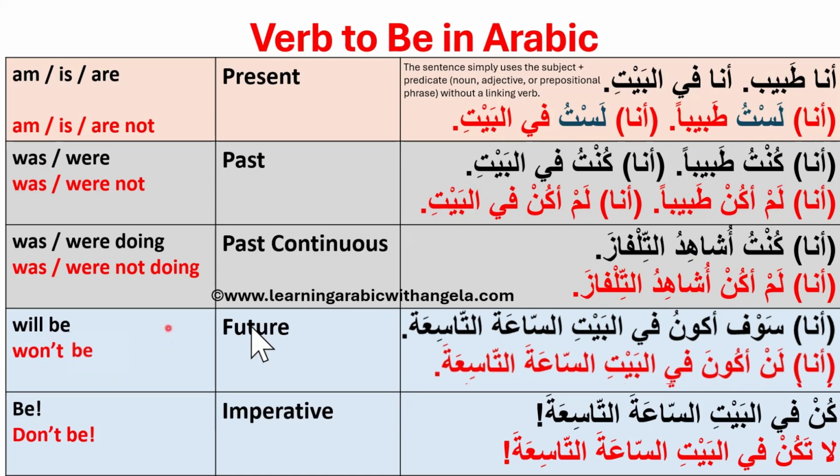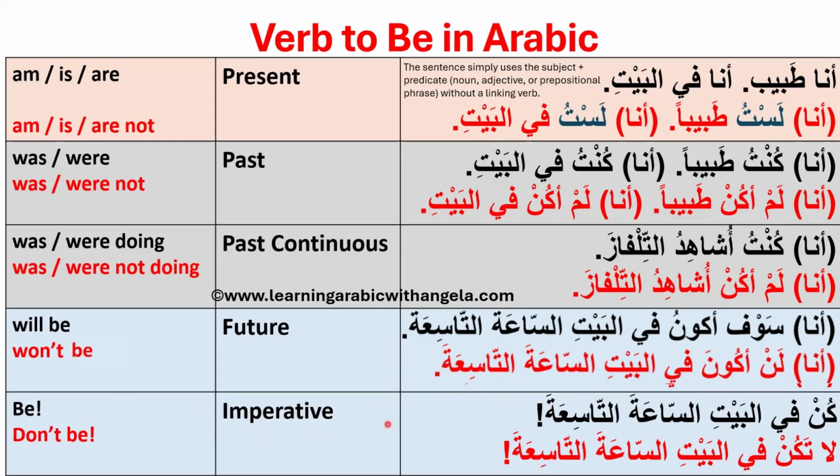In the future will be, for example, سوف أو س. We said you can use either for the future. أكون be, so will be أكون في البيت at home الساعة التاسعة at 9 o'clock. سوف أكون في البيت الساعة التاسعة. أنا لن أكون في البيت الساعة التاسعة. So obviously you can get rid of أنا. Over here you can put أنا سوف, or you can just simply say سوف أكون.